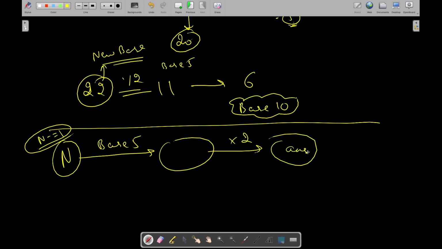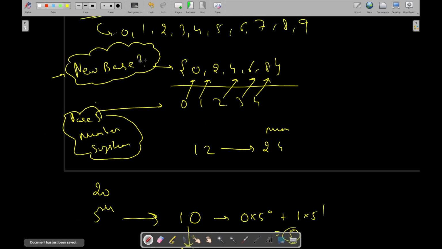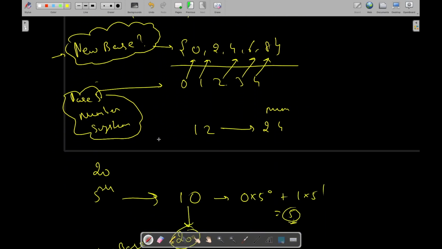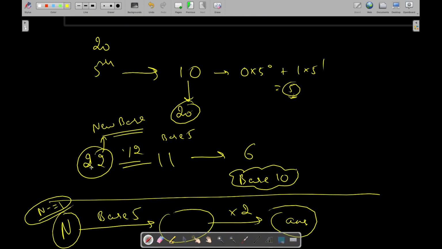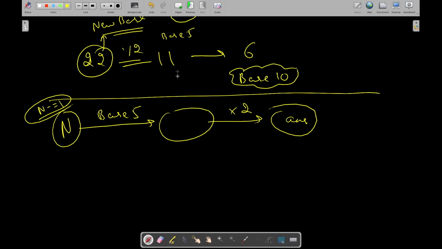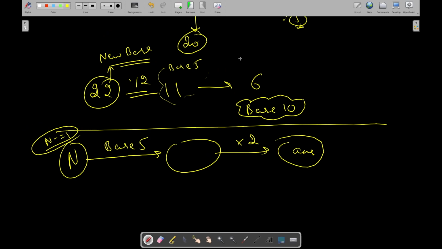22 was the new base number that we were trying to form. I wanted to create a new base system consisting of 0, 2, 4, 6, 8, and from this 22, if I divided every digit by 2, then I got 11, and I considered this as a base 5 number, and when I converted it to a base 10 number, I got 6. So that is the solution, and let's try to code this up very quickly and try to submit it.